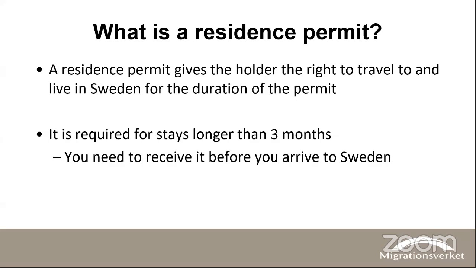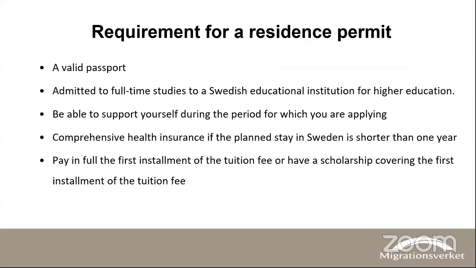The requirements for a residence permit are that you have a valid passport. You can't get a permit for a longer period than your passport is valid. Another requirement is that you are admitted to full-time studies. 30 credits is 1 semester and 60 credits is 2 semesters. You must also be able to support yourself during the period for which you are applying. This is even a requirement during the summer breaks.